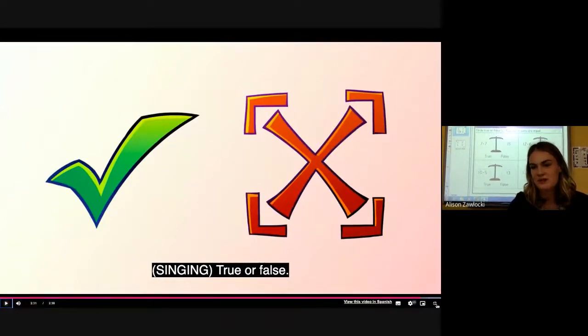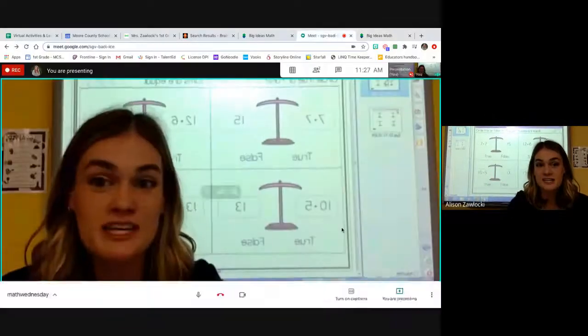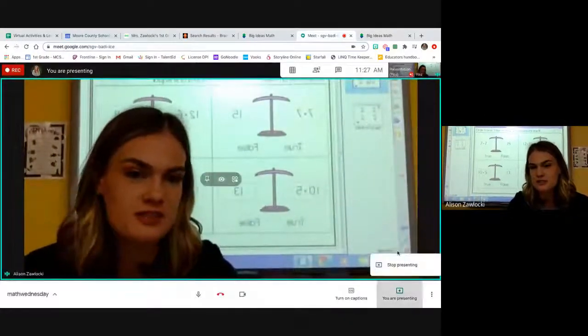I love that musical. Okay, I am going to introduce you. I'm going to stop presenting my screen. Our friends are going to help us with true or false. So we have two friends, one named Descartes and one named Newton. So we've heard a little bit about them from our musicals and math, but this is Descartes right here. He helps us with math, and so does Newton.